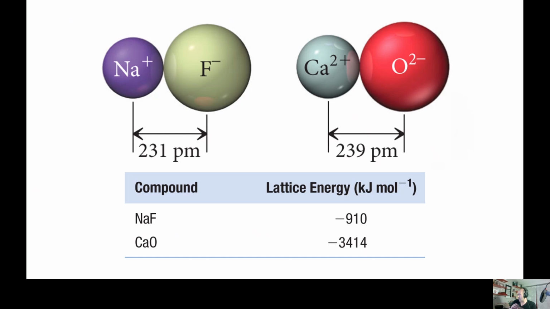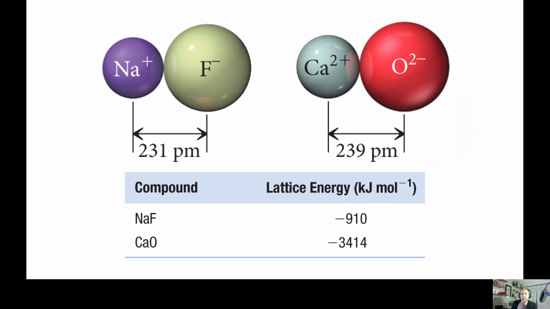Now, it's not a linear correlation. It doesn't mean that the melting point is going to be 4 times higher. I don't actually know what the melting points are. That's not important, at least not for us at this stage. What is important is recognizing that the more exothermic the lattice energy, the higher the melting point is going to be. The stronger the attraction between those ions, the more tightly they're going to be held to each other.